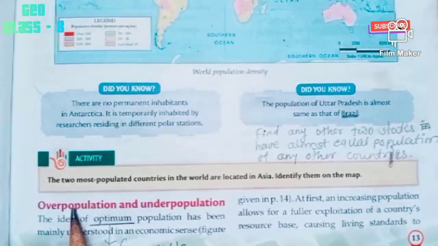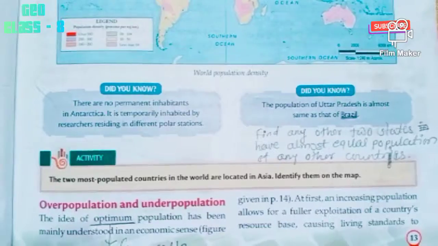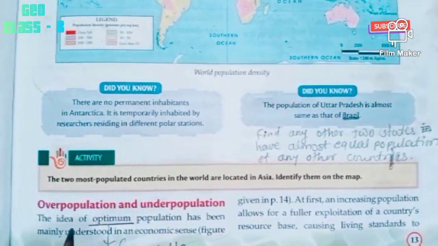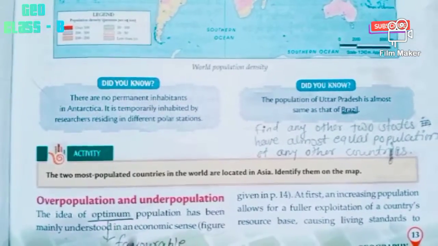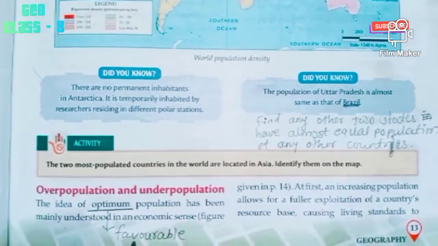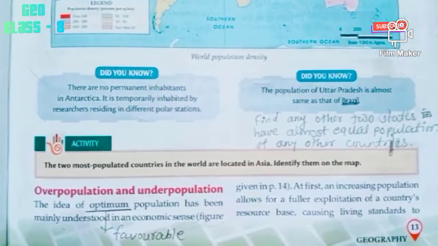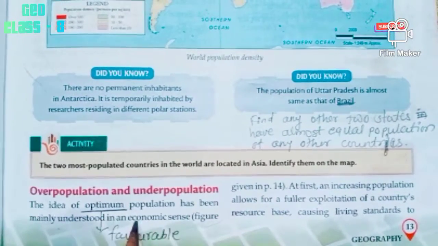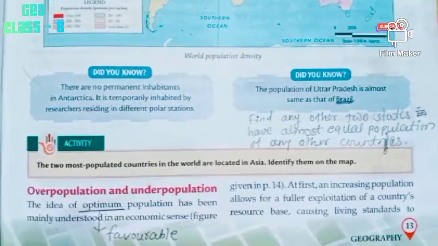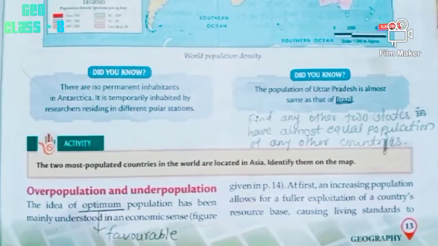Take a look now at overpopulation and underpopulation. Try to understand these concepts. The idea of optimum population has been mainly understood in an economic sense. Here optimum means favorable. The favorable population can be understood mainly in terms of economic sense or economic stability.